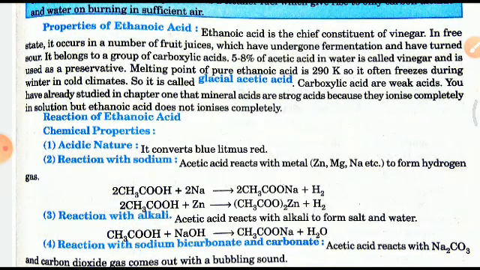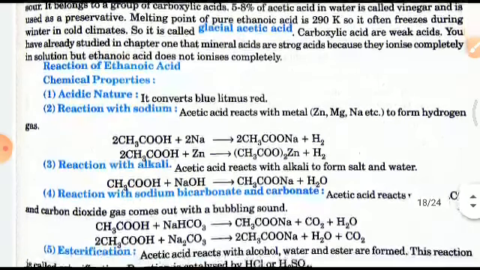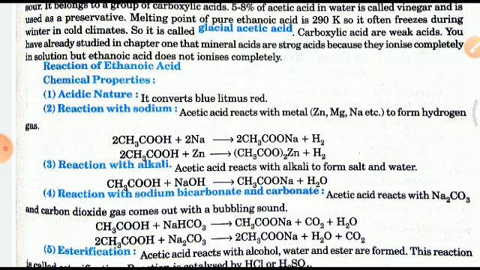Ethanoic acid, another name is glacial acetic acid. It is acidic in nature, converts blue litmus red. With sodium it forms sodium acetate. Sodium acetate, right? Now see here, with sodium bicarbonate, it causes the release of carbon dioxide.